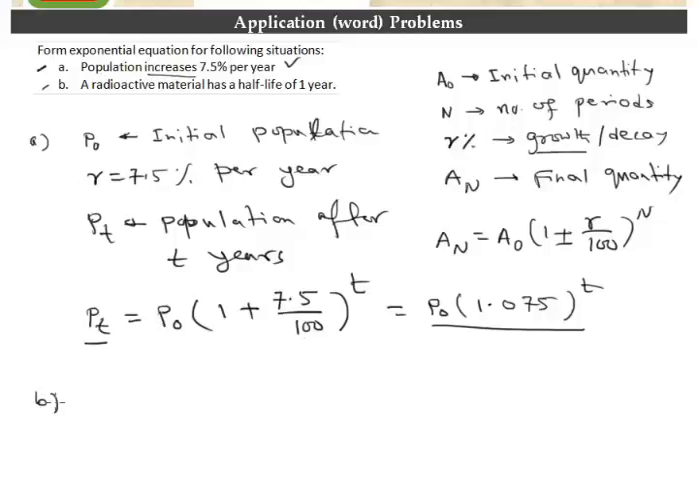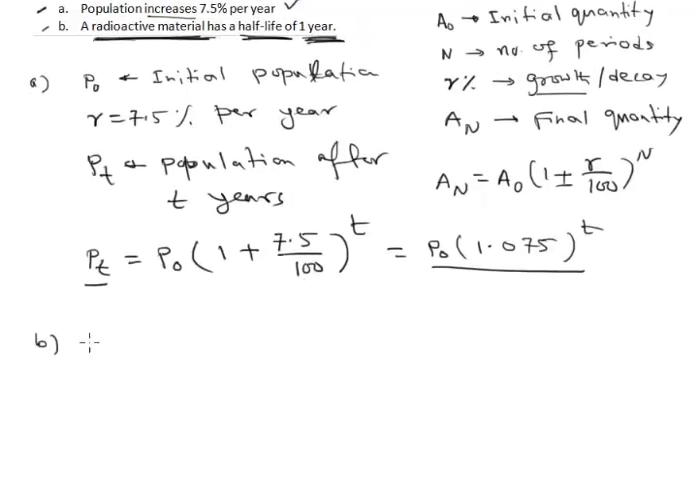Let us do question B. A radioactive material has a half-life of 1 year. So a radioactive material reduces to half in every 1 year. Half-life means the mass of the radioactive material reduces to half within a year. So if we consider M0 as the initial mass of the radioactive material, here the time period is 1 year, and it reduces to half. So it is reducing, so it is a decay problem.